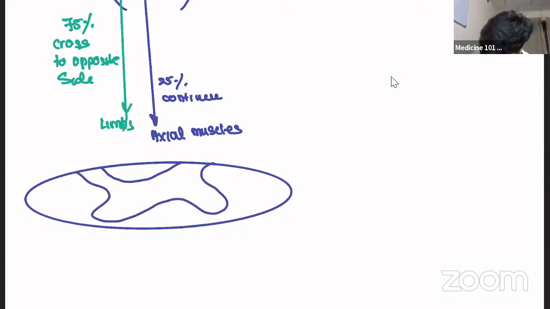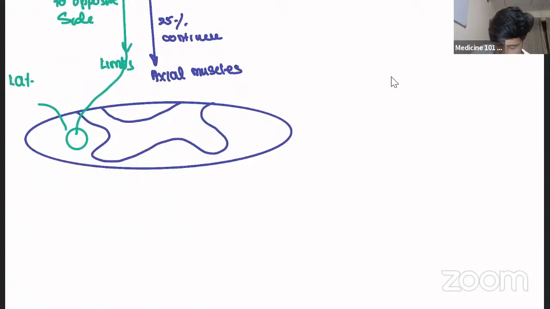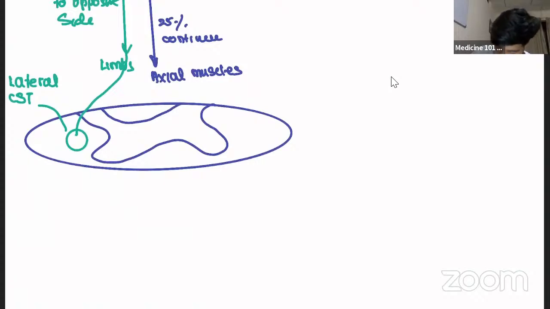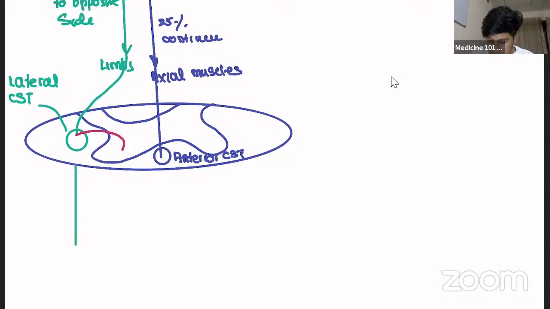So the ones that are going to the limb will come from something called the lateral corticospinal tract. Okay. And the ones coming from the axial muscles will come to something called the anterior corticospinal tract. Okay. So what happens here is these neurons, let's say at this level, it is your finger, which is supposed to be moved. These neurons will exit. Whatever is needed to be given to that area will exit there.